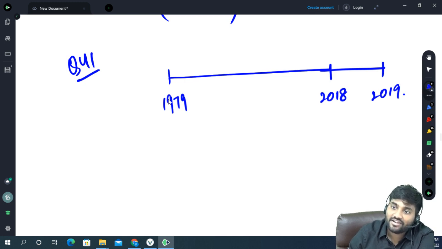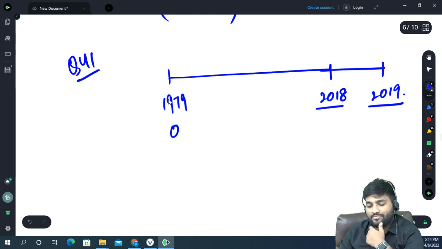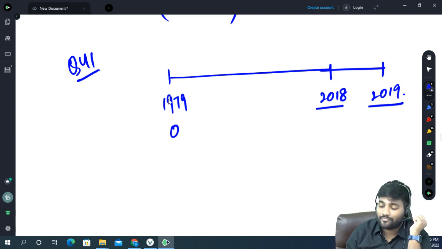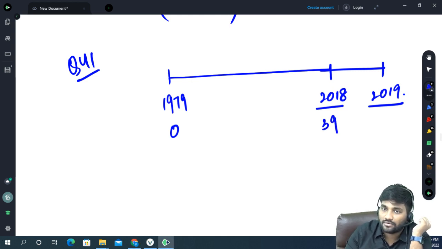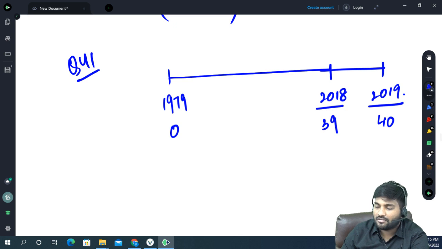So now they are saying once in every 2 years. So if this is 0, tell me what will be 2018 and what will be 2019. Calculate. Count with me. 80. 11 means what? 90. 21 means what? 2000. So 21 plus 18. So how much? 21 plus 18, 39. And this is what? 40. Okay. So first, look at this and then now solve. Try to solve the question.